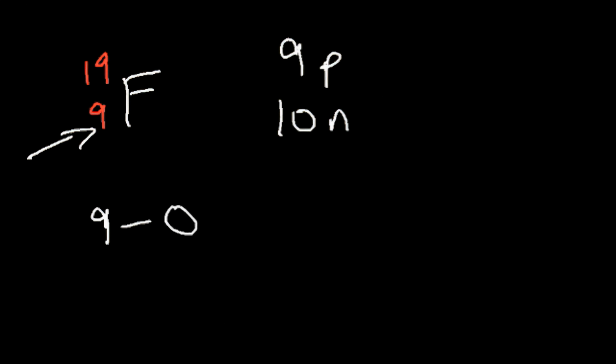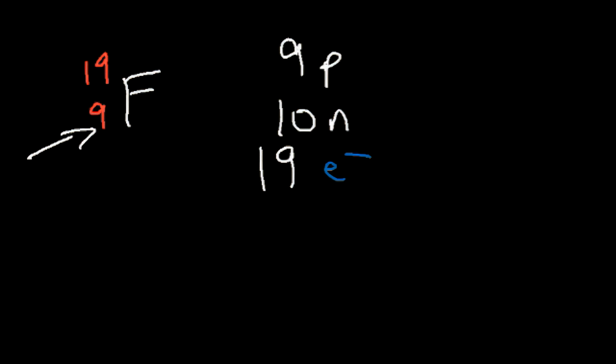So the atomic number is 9, which means that fluorine has 9 protons. The mass number is 19, but the difference gives you the number of neutrons. 19 minus 9 is 10, so fluorine has 10 neutrons. The number of electrons is the atomic number minus the charge. Since the atom is neutral, it doesn't have a charge, so it's 9 minus 0. Therefore, there are 9 electrons in this atom.